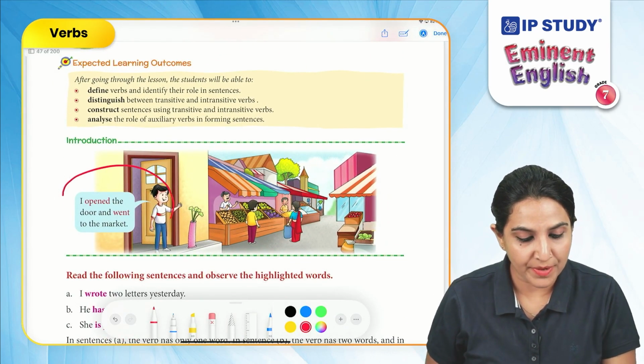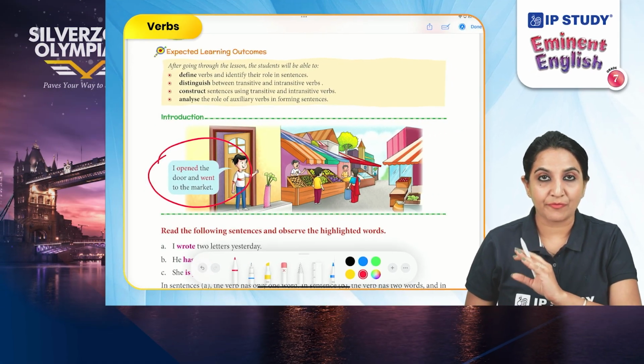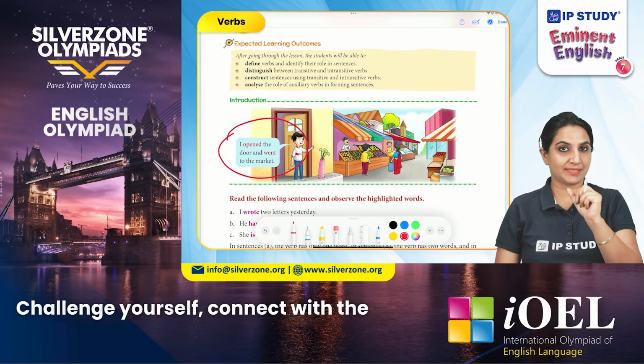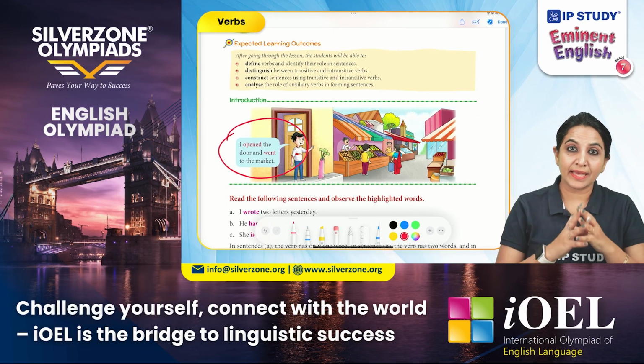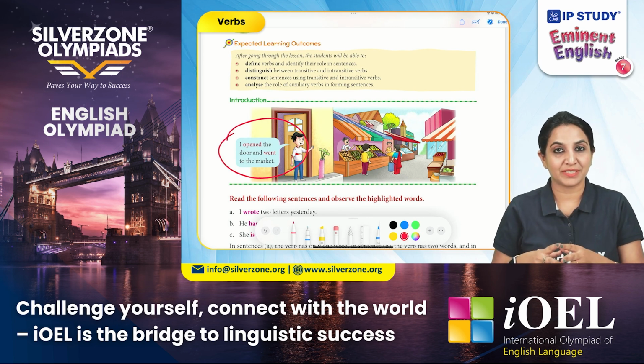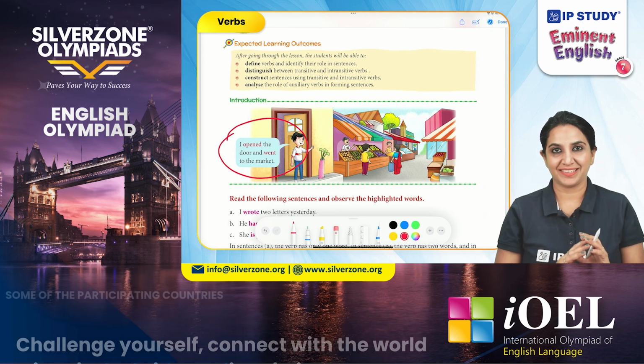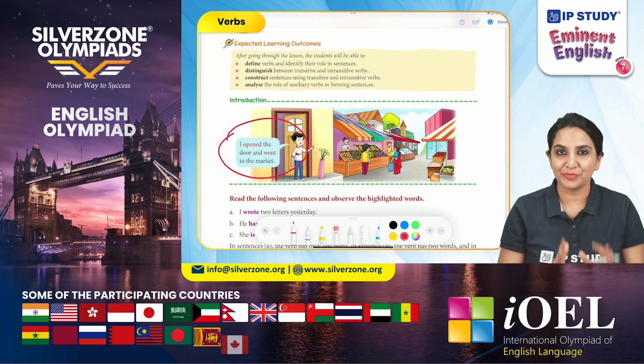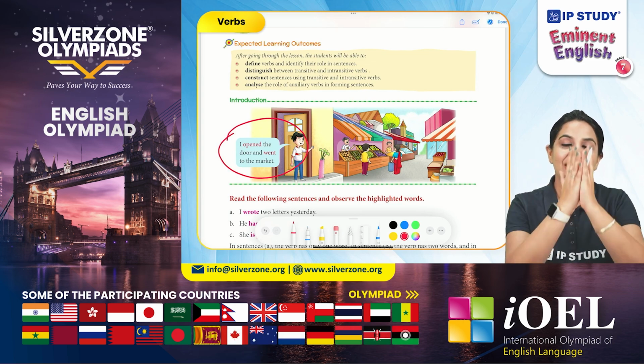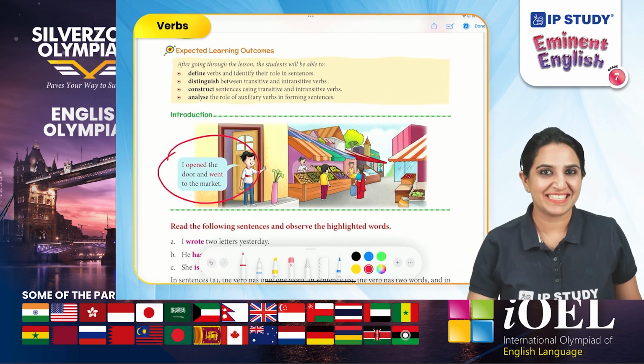I opened the door and went to the market. In this sentence, there are two actions described, opened and went. Hence, these are called verbs. In this lesson, we're going to study verbs in detail.